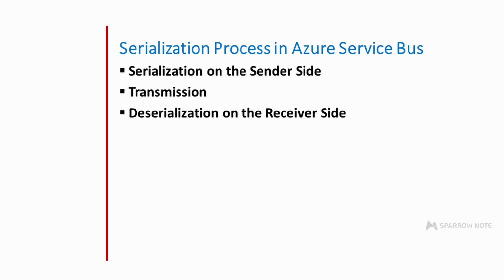Transmission. The serialized message is sent over the network to the Azure Service Bus, where it is stored in serialized form in the queue or topic. Deserialization on the receiver side. When a receiver receives a message from the queue or topic, the byte array is deserialized back into the original format. The receiver then processes the deserialized message body according to the application's logic.